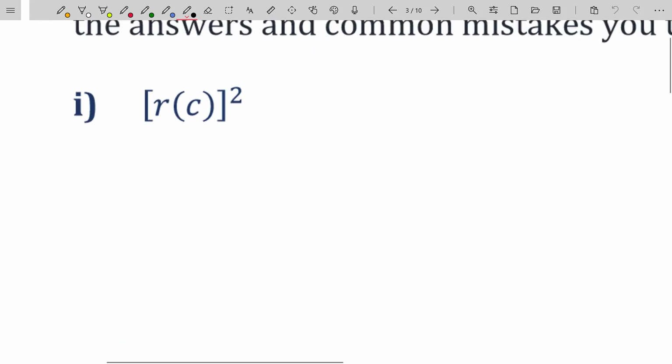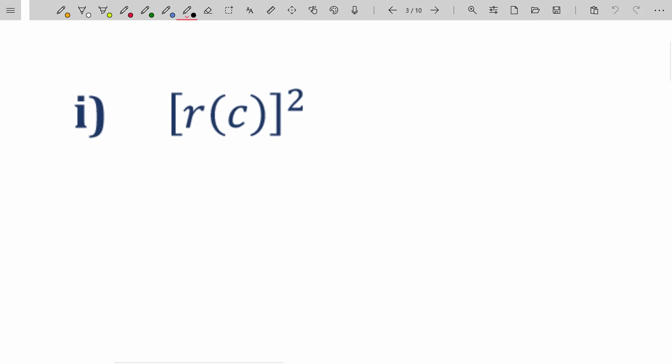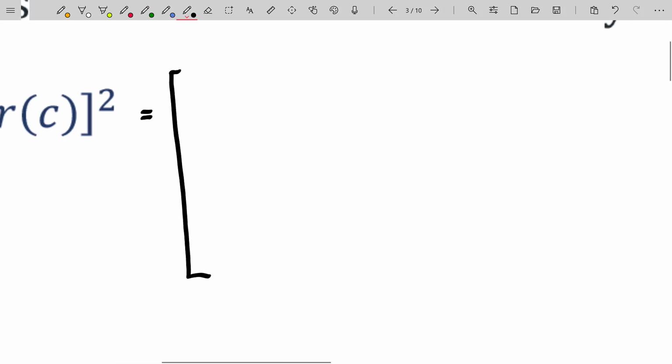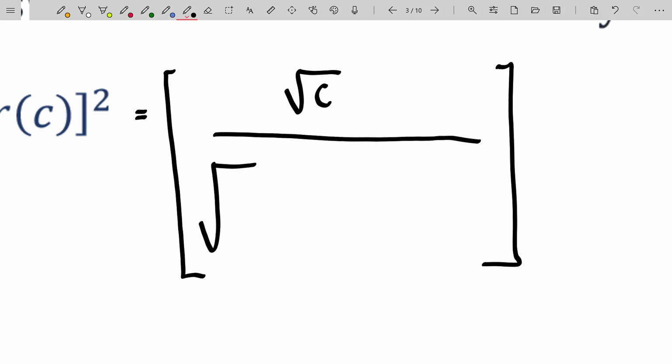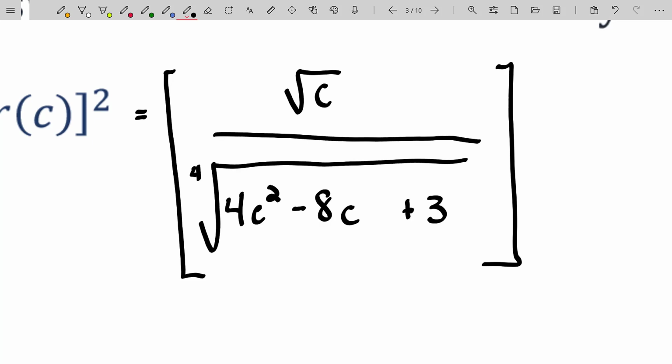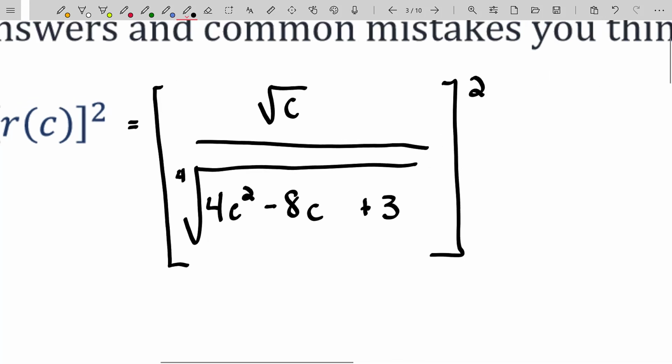Now we're going to take a look at r of c squared. What does that really mean? Well, it means that you're going to take your function and you're going to square it. That's all. And our function, remember, was the square root of c divided by the fourth root of 4c squared minus 8c plus 3. Again, we're squaring that.